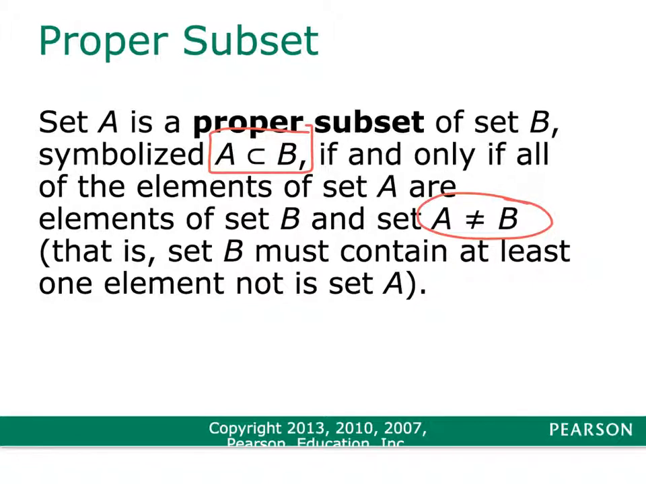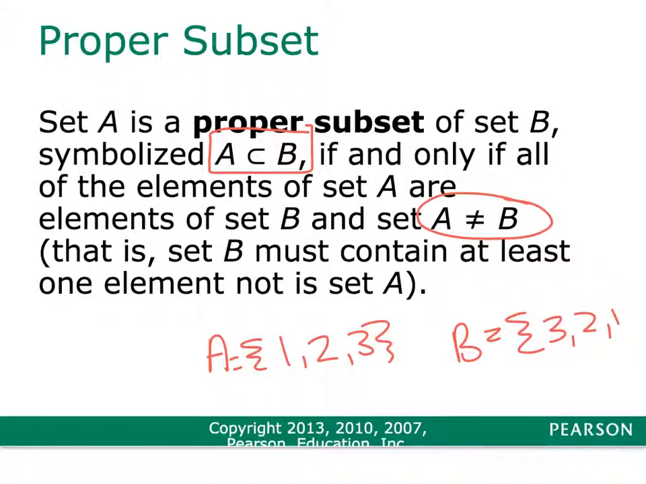Okay, so for example, if set A is 1, 2, 3, and set B is 3, 2, 1, all the elements of A are listed in the elements of B, but A and B are technically equal. So A is a subset of B, but A is not a proper subset of B because they're equal. It's a little slight difference.